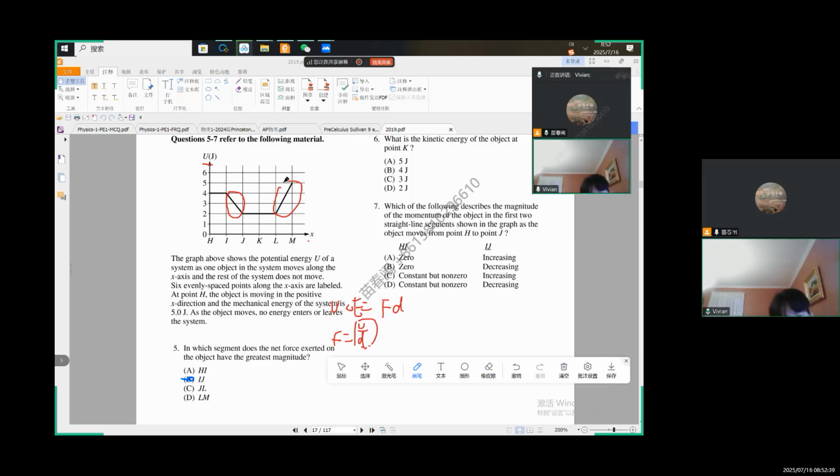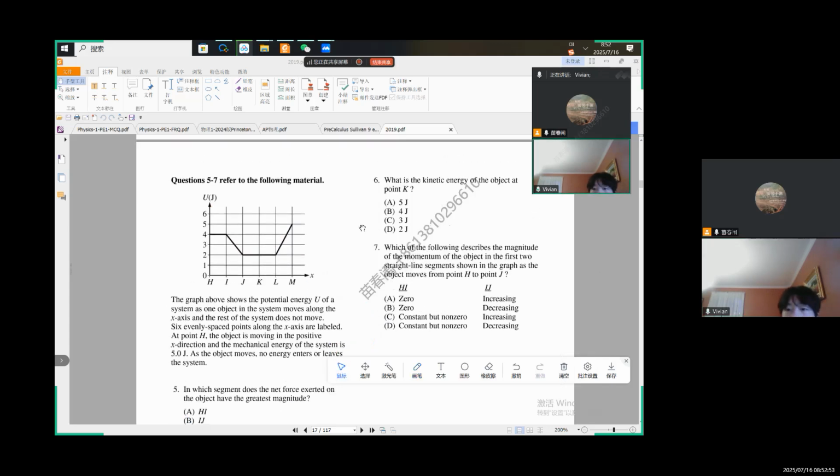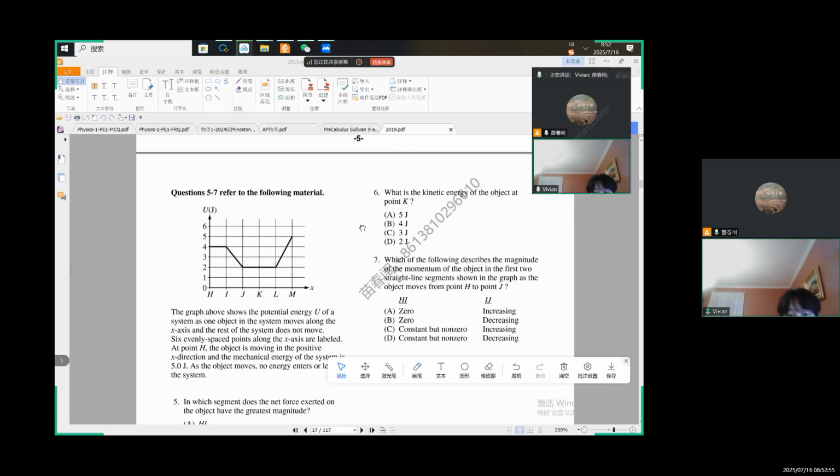Oh, because you can have negative force too. Yeah, because if you want to say magnitude, then it's the absolute value, right? Slope LM is the highest. Right? Okay, makes sense. Yeah. Okay, yeah. So which connects the object at point K.